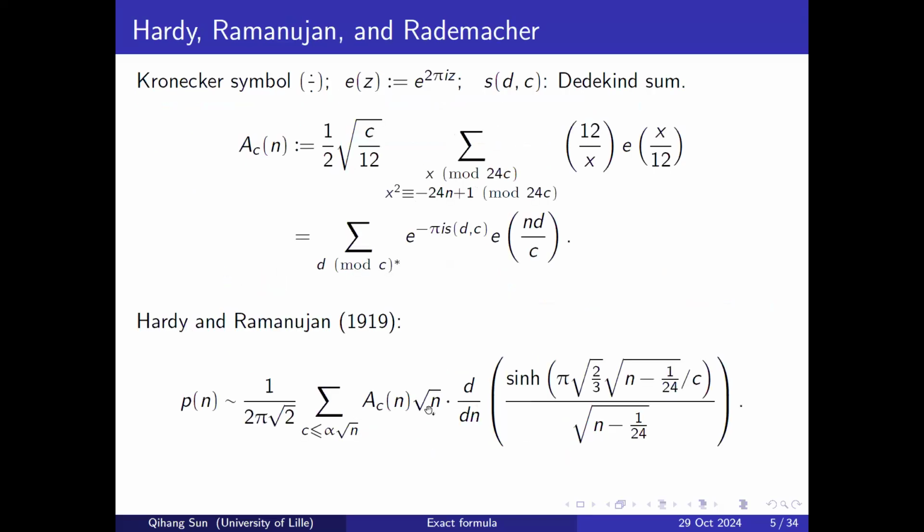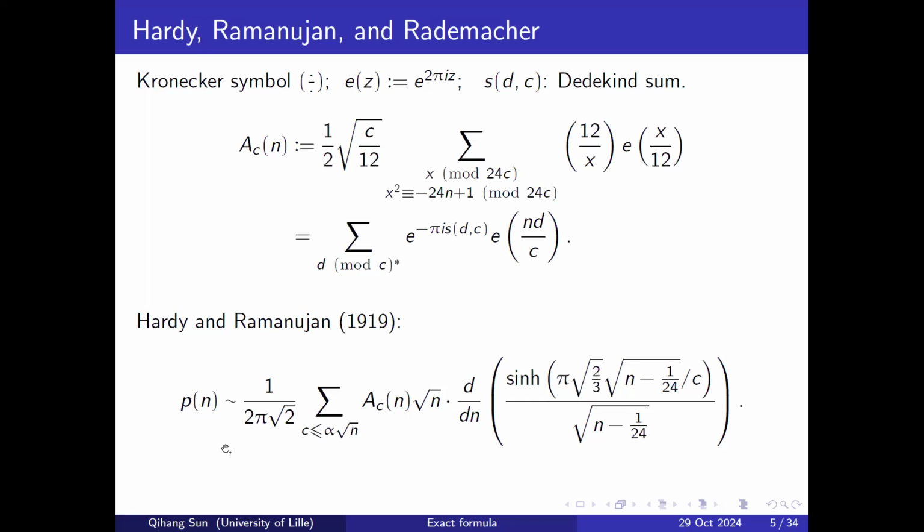But this formula converges very fast compared to Pn itself. For example, if you take n is 200, then the first term is very near to the Pn itself, which is very large, and the second term is just 300, which is very small, and up to the fifth term, there will be less than 1.